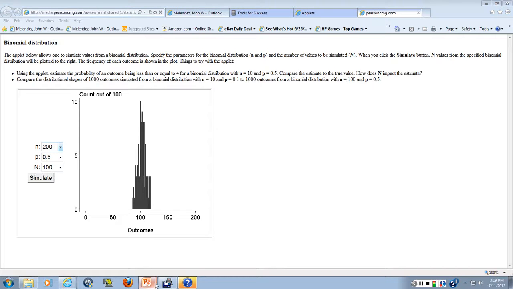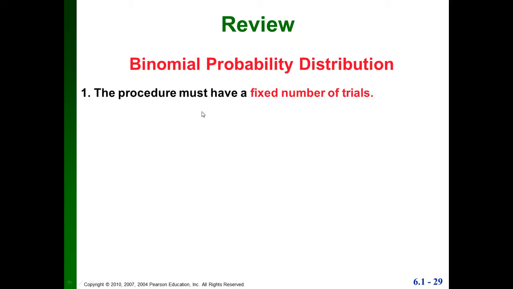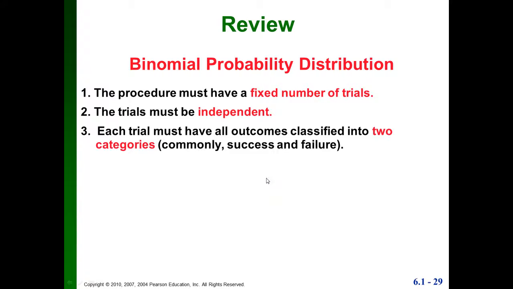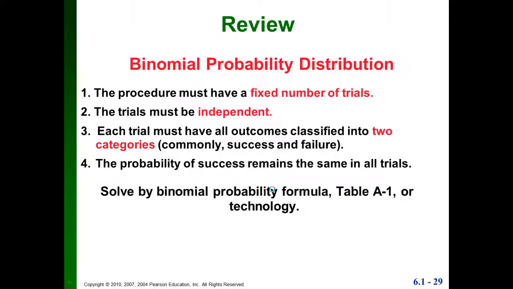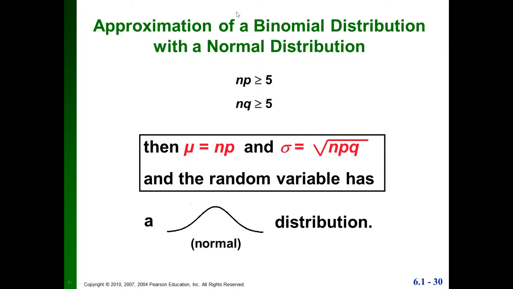Now this is just the review, but basically, when n times p is greater than 5 and n times q is greater than 5, then you have a normal distribution. You can assume the binomial distribution is the same as the normal distribution, and that your mean is going to be n times p, and your standard deviation is the square root of n times p times q.